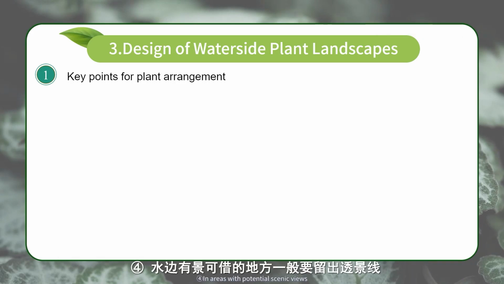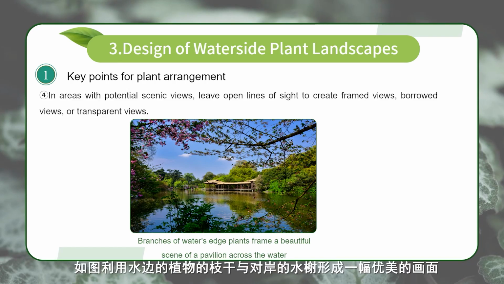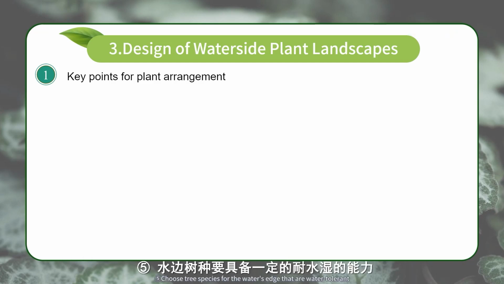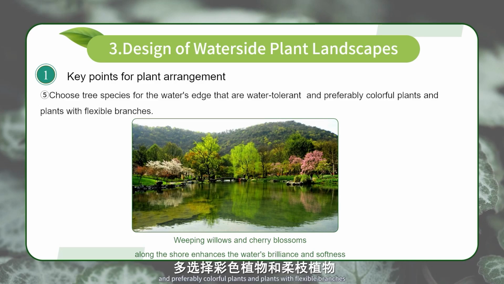4. In areas with potential scenic views, leave open lines of sight to create framed views, borrowed views, or transparent views. The image shows how the branches of water edge plants frame a beautiful scene of a pavilion across the water. 5. Choose tree species for the water's edge that are water tolerant, and preferably colorful plants and plants with flexible branches.